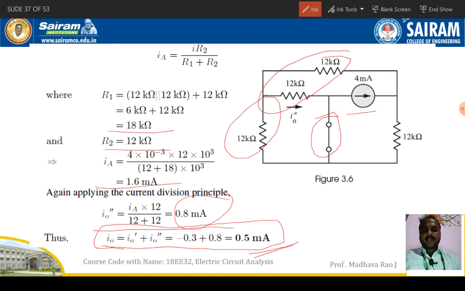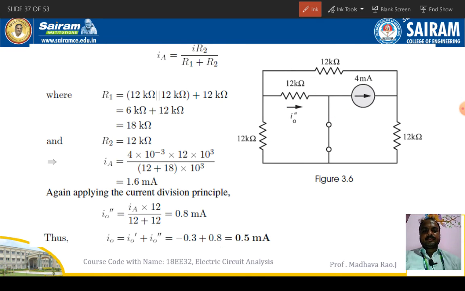in this 12 kilo ohm resistor. So according to superposition principle, the current in this 12 kilo ohm resistor is equal to once voltage source acting current plus once current source acting current. So total is equal to 0.5 milliamperes. So this is how we have to do this type of problems.